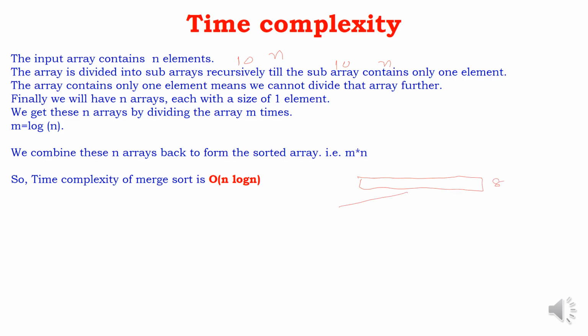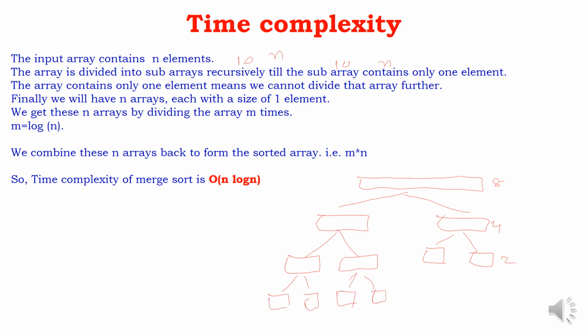It may be divided into 4 elements and 4 elements. Again, these 4 elements are divided into 2 elements, 2 elements. Just for convenience, I am explaining with a smaller example. 8 elements, then 4 and 4, then 2 and 2, and these are divided again into 1 element each.